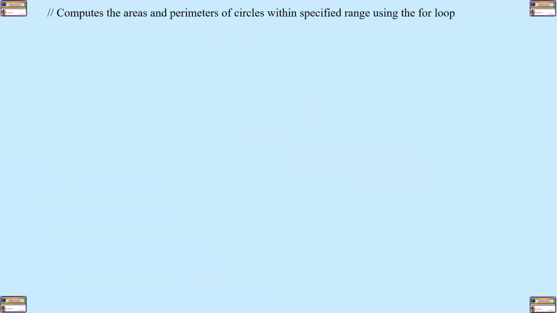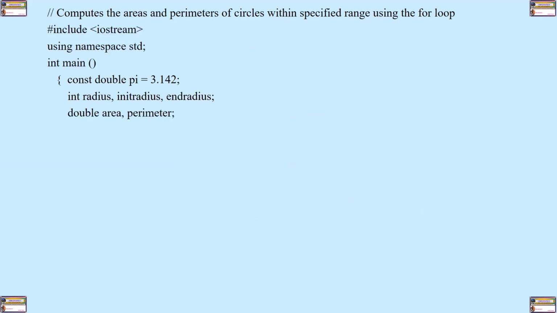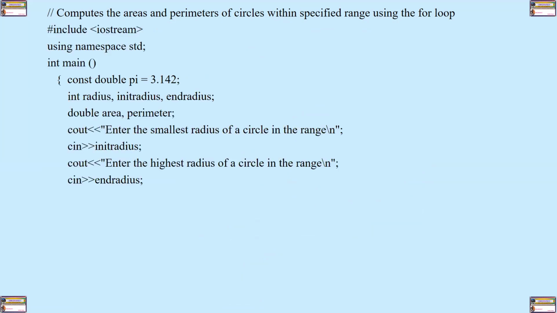Now, the following is an example of such a program. I want to go all the way to the part where we have the for loop. So after you have entered the initial value and the end radius, we check. We initialize first radius with initial radius. We initialize. And then we check, is the value of radius less than or equal to end radius?